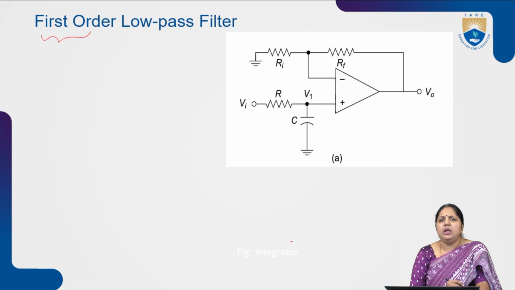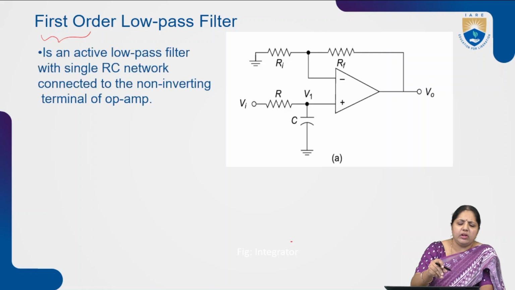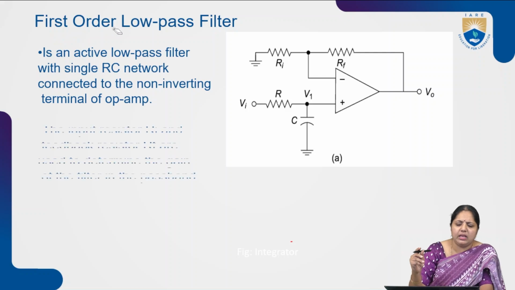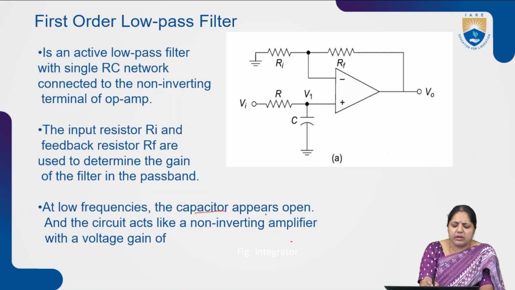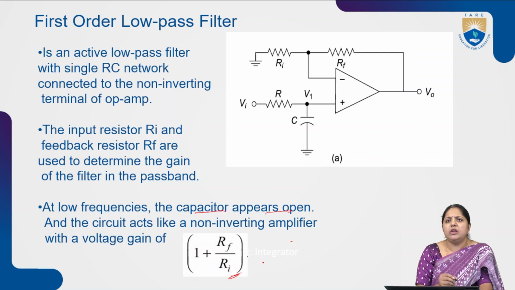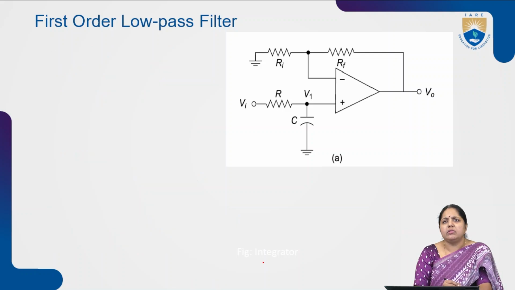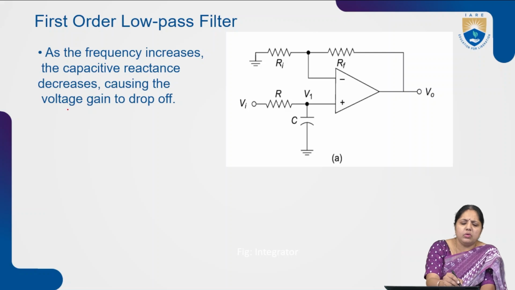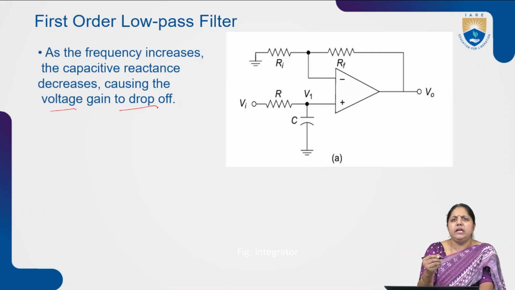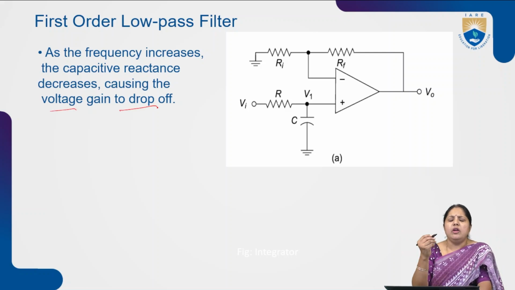Now let us see what the gain expression is. Whatever I have explained has been given here. At a low frequency, the capacitor appears as an open circuit, and the gain of the non-inverting amplifier will be like this. Now, coming to the high frequency, the capacitor reactance decreases, so the voltage gain slowly decreases from the original value of 1 plus RF by RI.